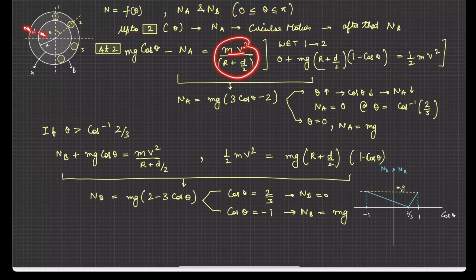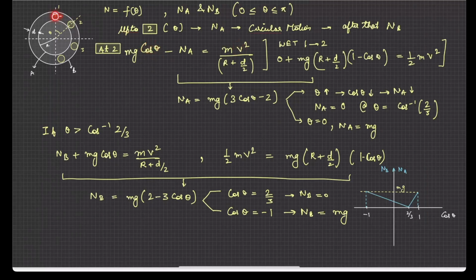And the distance between the shells is given as d, so we will consider they are almost touching each other, so it will be d by 2 for the center point, so mv square over r plus d by 2. Okay, so that is one equation. The second equation we can get from the work energy theorem, because we have two unknowns here, v and cos theta.